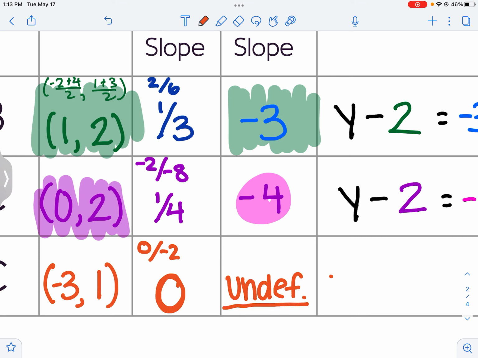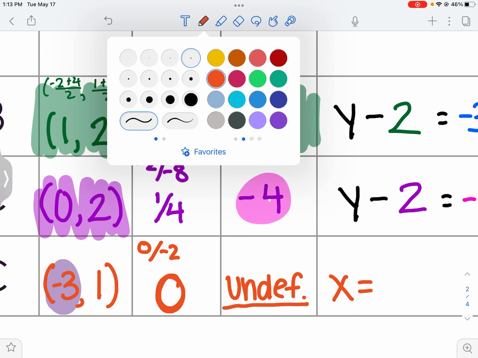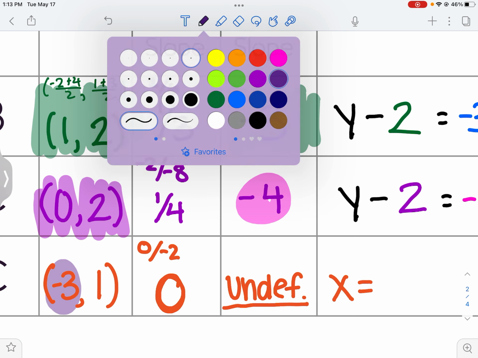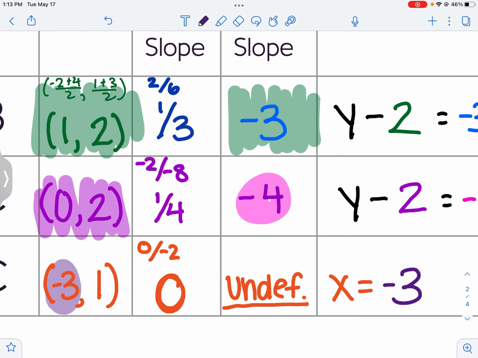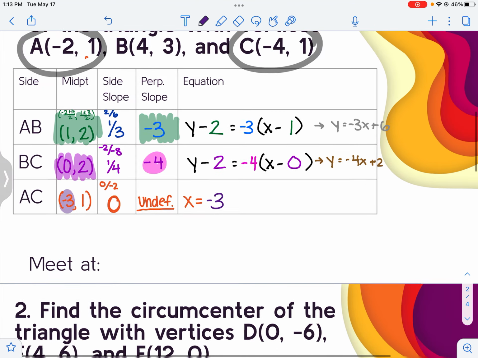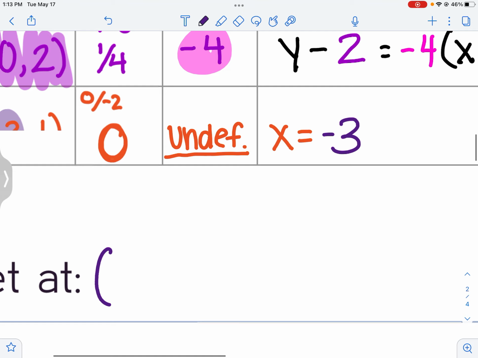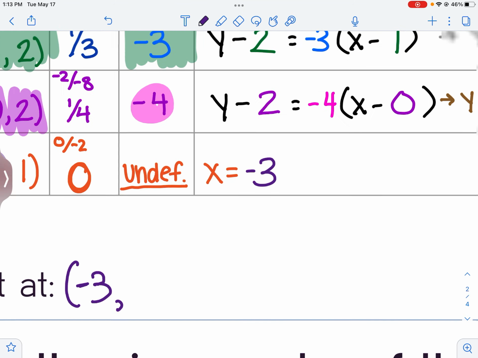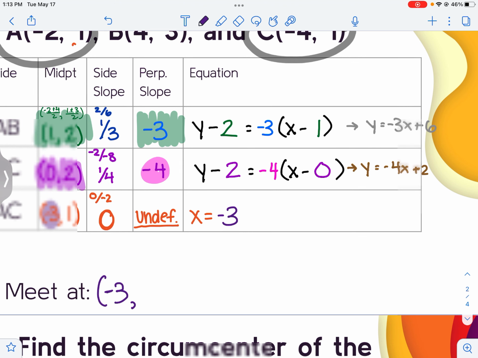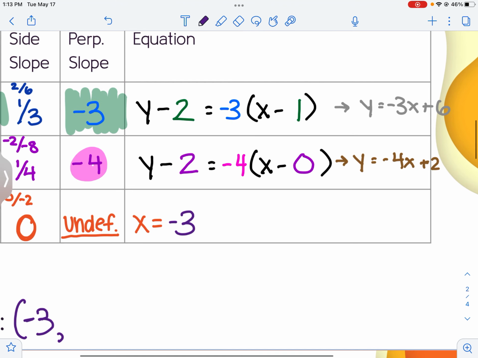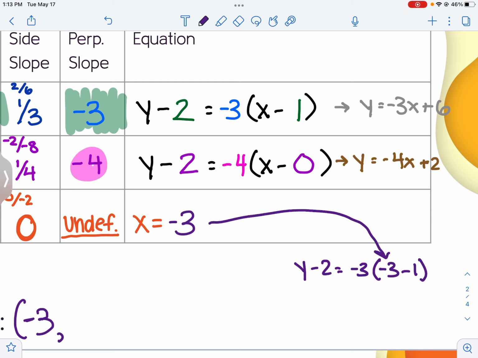Anytime I have an equation that's undefined, it's going to start x equals, and then I'm going to use whatever x value I have in my midpoint. Because x has to equal -3, I can go ahead and fill that in. And then I have a choice. I can either solve this by hand. I can take one of my equations, let's say that first one, and say y minus 2 is -3 times, put the -3 we found here in for x, and then solve.